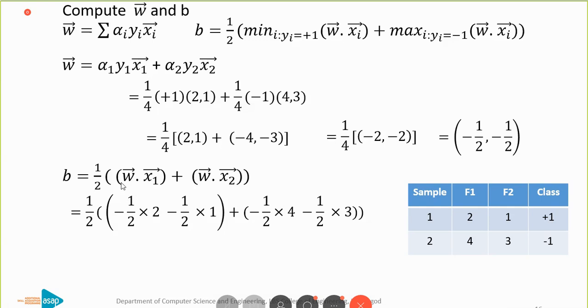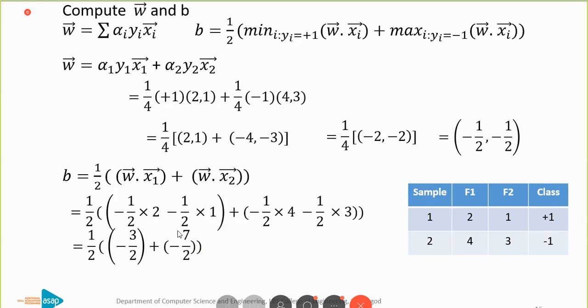So you are taking the dot product of this W with x1. So minus 1 by 2 into 2, minus 1 by 2 into 1. Now take the dot product of W with the second sample. So minus 1 by 2 into 4, minus 1 by 2 into 3. Okay, so that is equal.